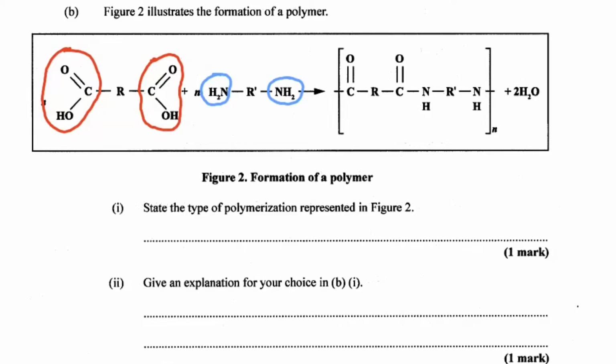We just want to state the type of polymerization. So the polymerization here is condensation. And they want us to give an explanation for our choice. And it goes back to our differentiation between addition and condensation. Earlier on, we had the elimination of water. And whenever we see elimination of water, it means that condensation polymerization would have taken place. That's the whole point. Condensation having to do with the formation of water.